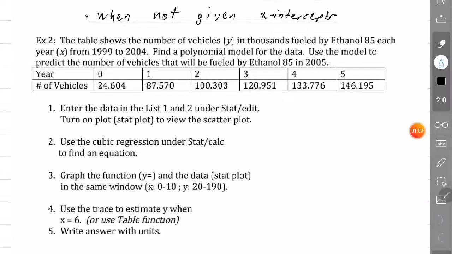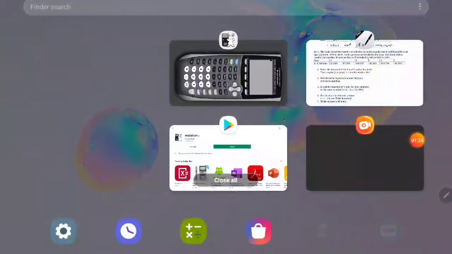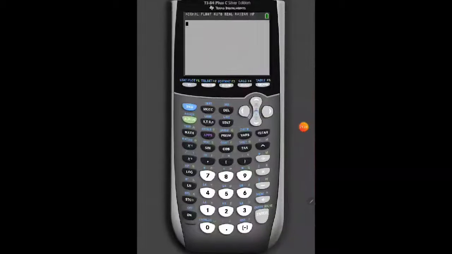So here we go. So I'm trying out this WabbitEmu thing. And what it does is it just emulates a graphing calculator for you. I'm using the TI-84 Plus C Silver Edition. You guys will probably have a different one, but let's see how this works.